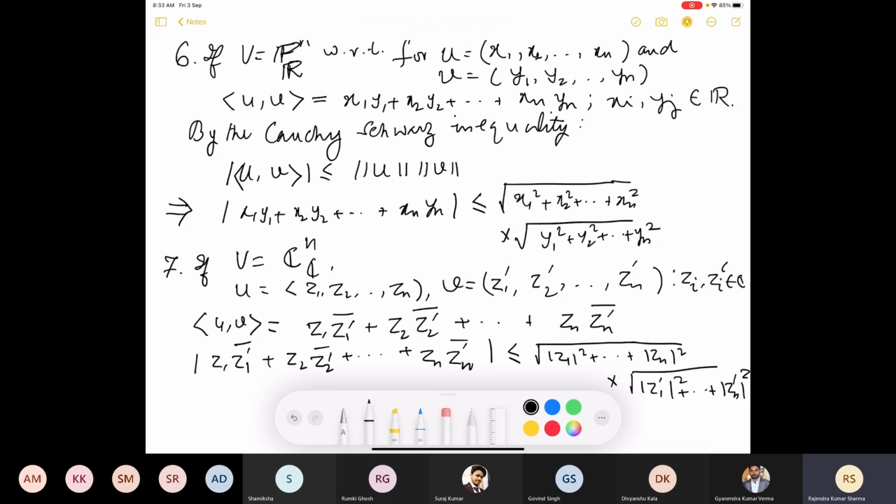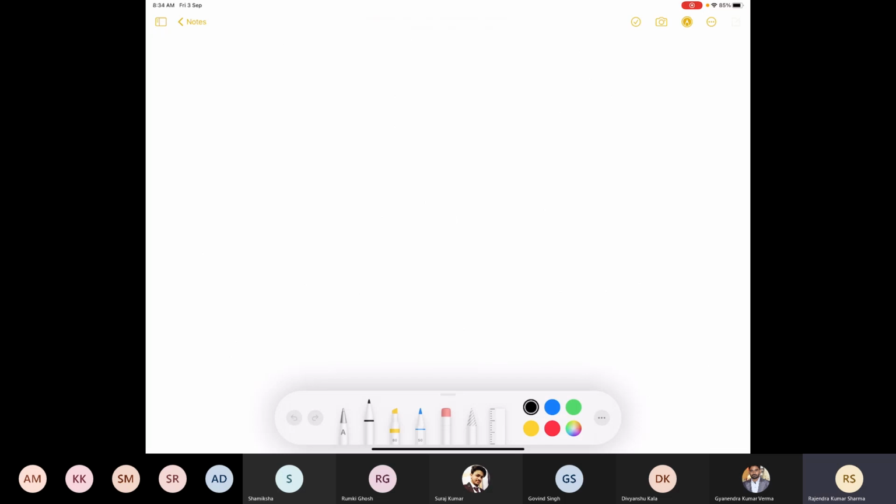And if you apply the Cauchy-Schwarz inequality, this will give a very important observation: that the modulus of the integral is less or equal to the product of the integrals of the modulus square. So this is the eighth.